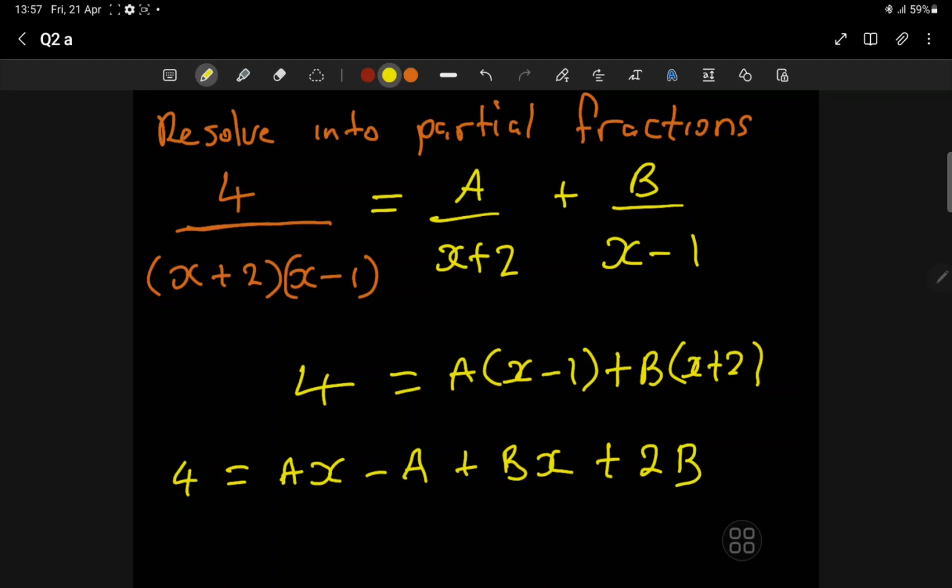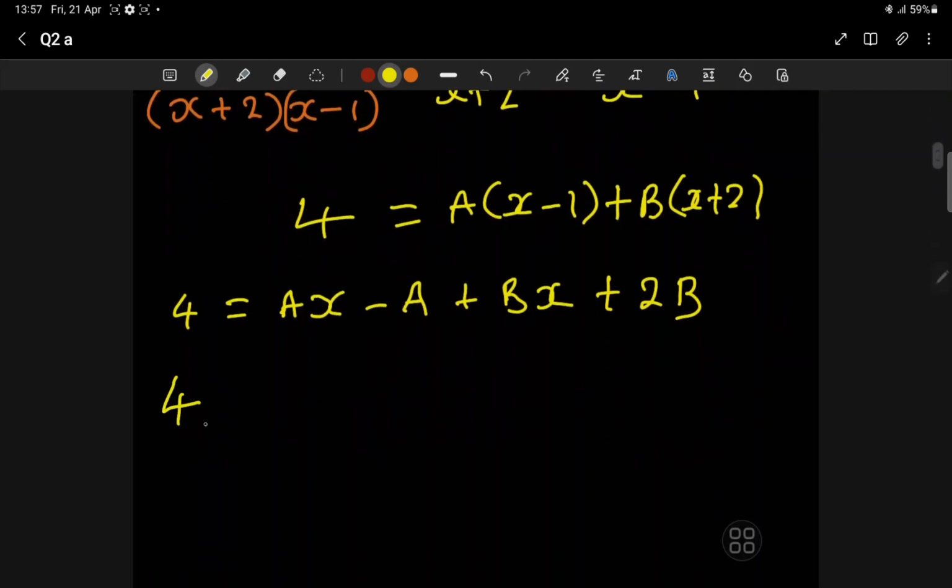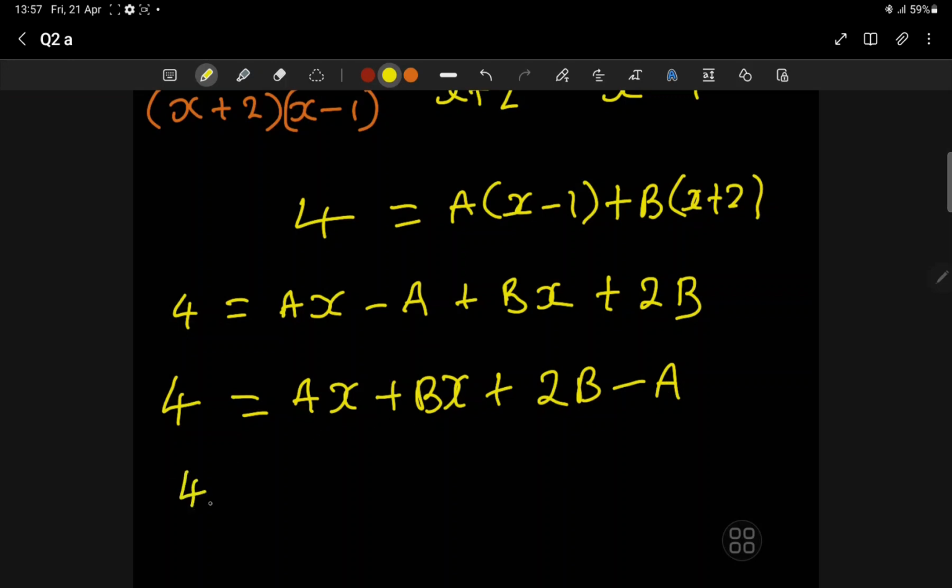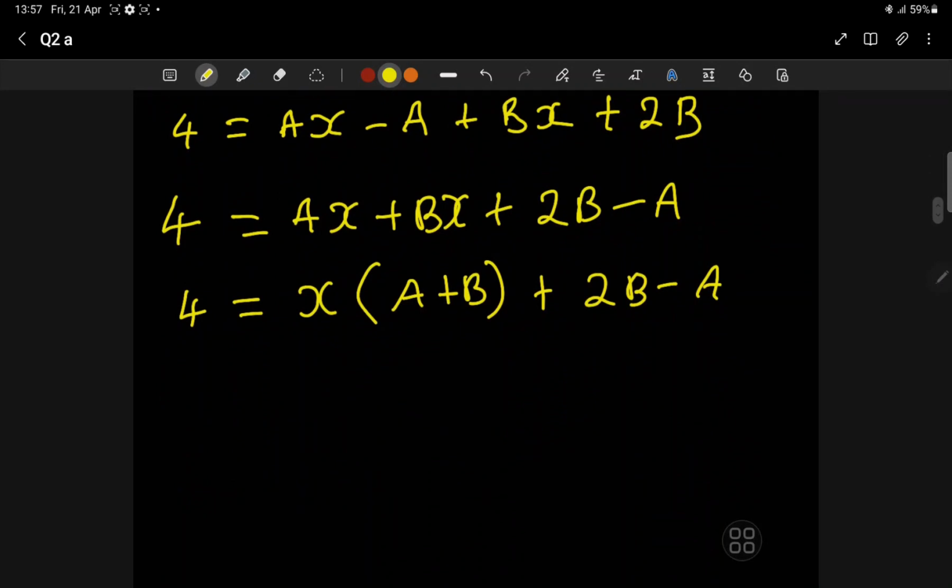Then we can collect like terms, those with x and those with constants. So we'll have 4 is equal to ax plus bx. We've collected those with x. Then the constants, we'll start with the positive 2b minus a, so that at least it looks nice. Then we can factor out the x here. So we have 4 is equal to x times a plus b, plus 2b minus a. Then we're going to equate.